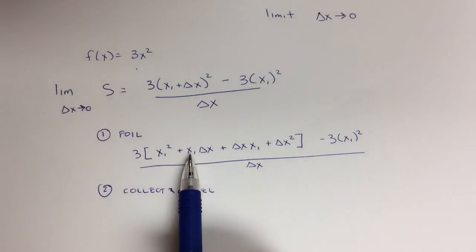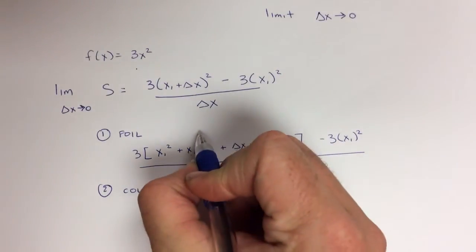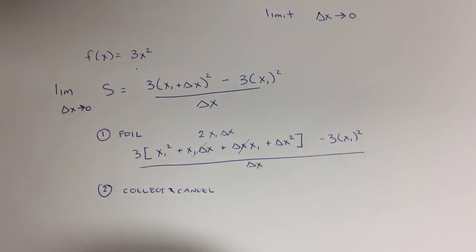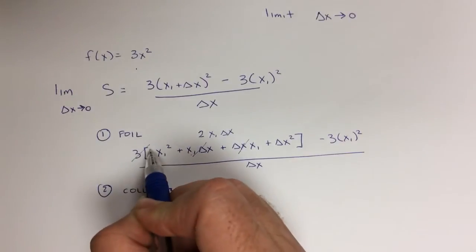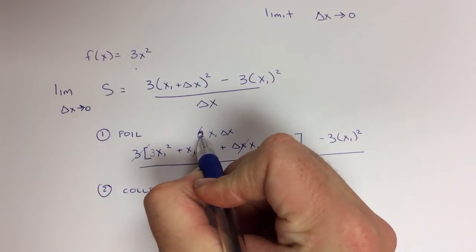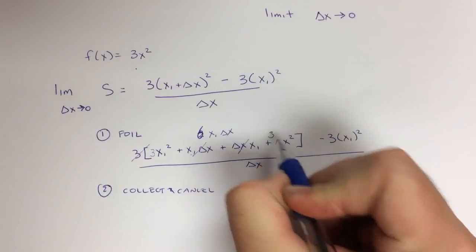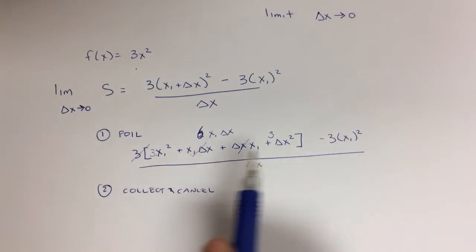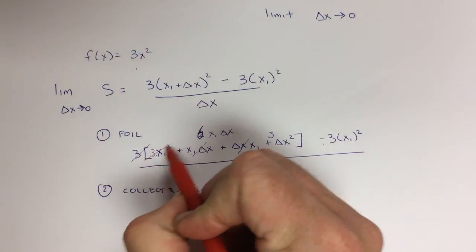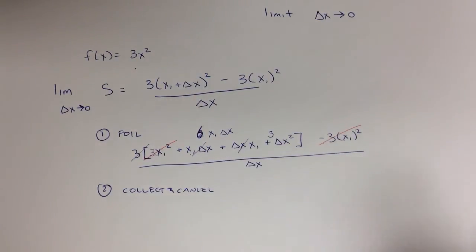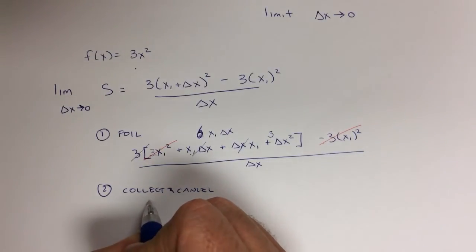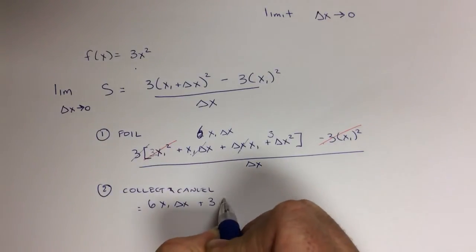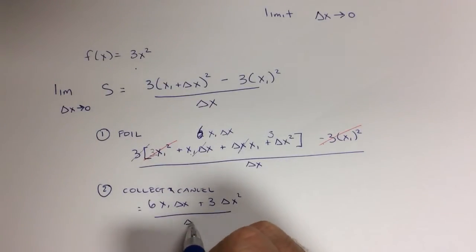So one thing you'll see is we can collect x1 delta x and delta x x1, and call this 2 x1 delta x. Okay, but we can multiply this 3 through, so we'll have 3 x1 squared plus 6 x1 delta x plus 3 delta x squared minus 3 x1 squared. Well, we have positive 3 x1 squared here minus 3 x1 squared there. So that term cancels with that term. So after collecting and canceling, we get 6 x1 delta x plus 3 delta x squared all over delta x.